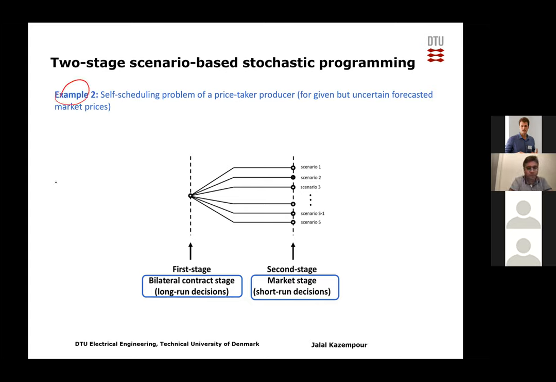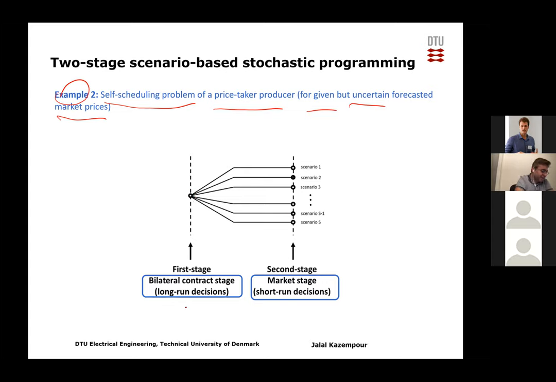Or example two, it could be a self-scheduling problem. Also, you can call it an offering problem, but in terms of quantity, not price, of a price taker producer, right? So it means that a price taker producer forecasts the future market prices. They are given but uncertain. So based on that, the price taker producer makes production decisions, self-scheduling decisions, or you can call it quantity offer decisions.